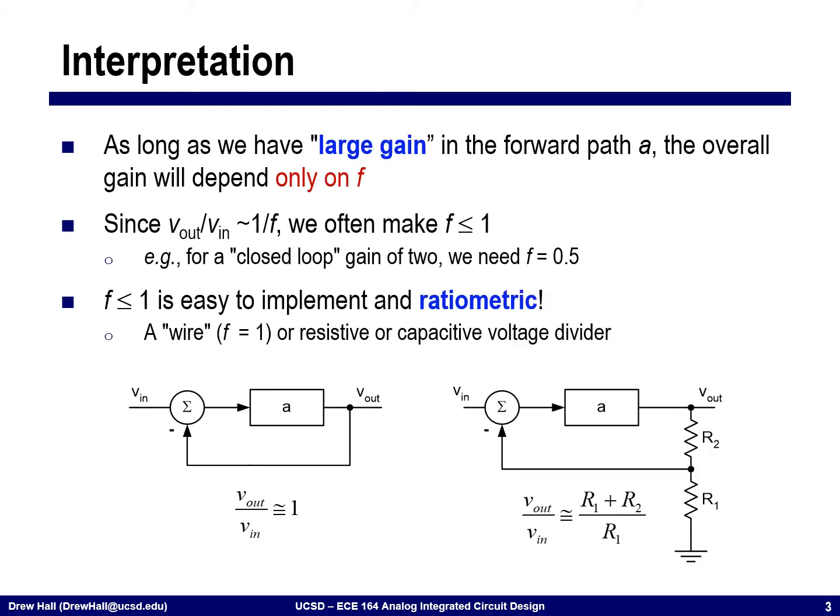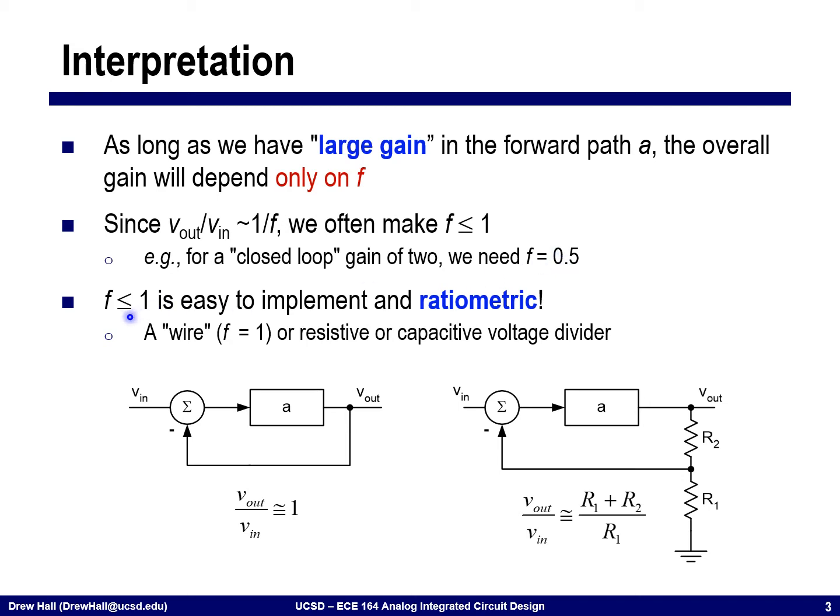The way to think about this is that if you have this large forward path gain, then we only depend on the feedback factor F. Oftentimes we will try to shoot for this condition where Vout divided by Vin is approximately 1 over F, and F is typically going to be less than 1. That is, we're feeding back part of the output to the input. In the example shown here, if you wanted a closed loop gain of 2, you need a feedback of 1/2, which you could implement with something like a resistive divider.